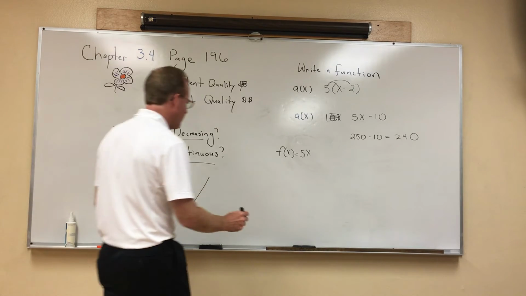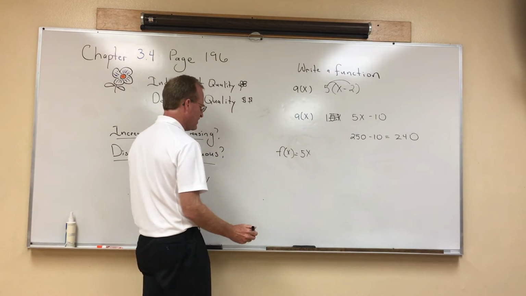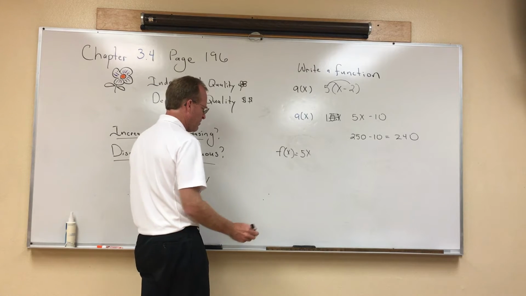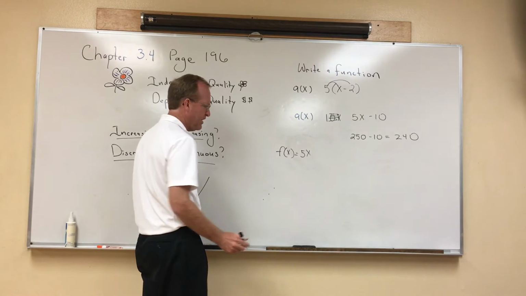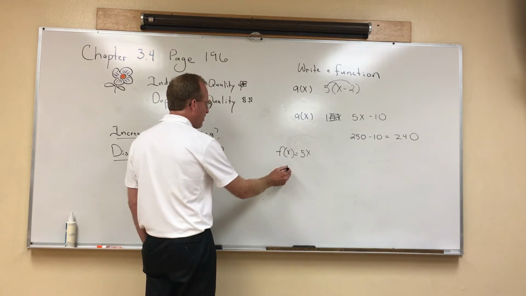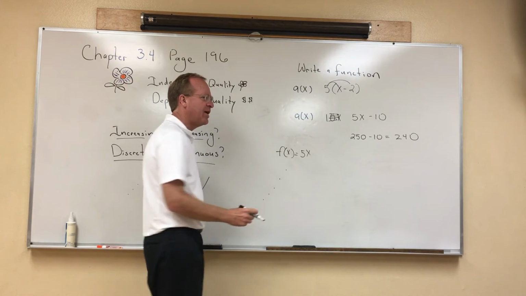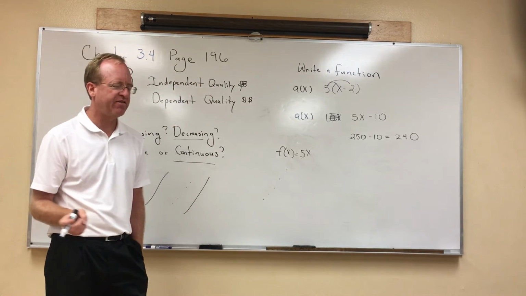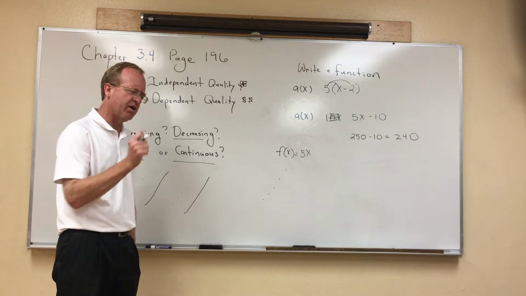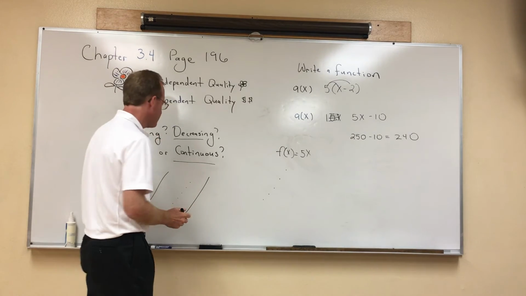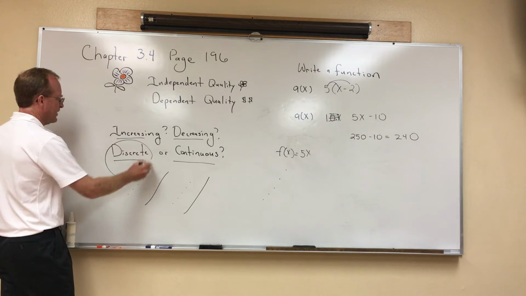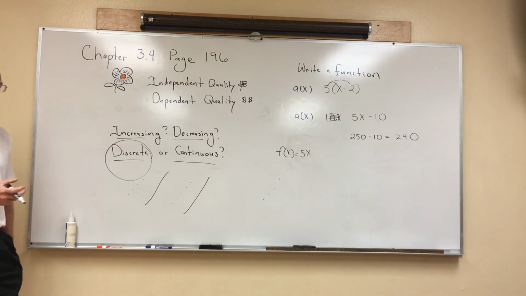She sells 1 flower, she makes $5. She sells 2 flowers, she makes $10. 3 flowers, $15. Each spot on the graph, there's no in between. She's not making like $5.50 or $5.75. Every time she's making $5. 1 flower, $5. So your graph is going to be discrete.